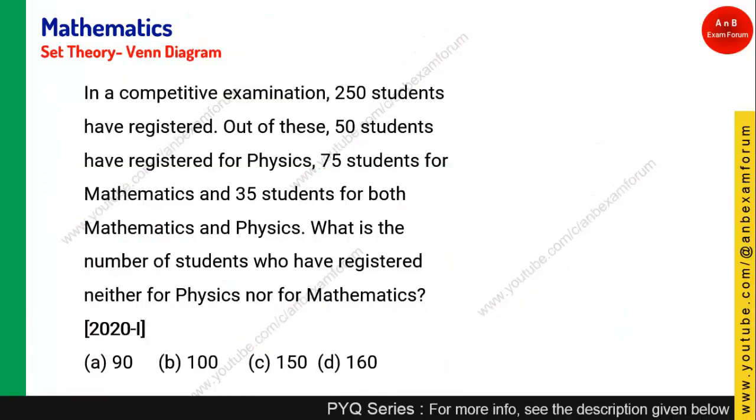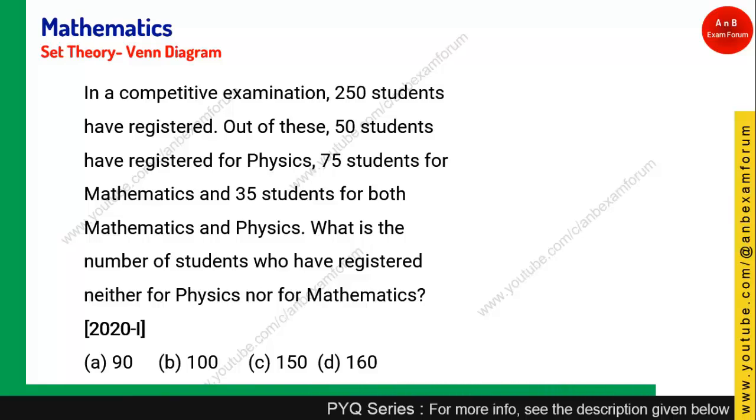The first question is on your screen. It is a big question but a very easy one. Students, Venn diagram is a very easy topic, and you will find one question from this topic in any competitive examination. The question says: in a competitive examination, 250 students have registered. Out of this, 50 have registered for physics, 75 for mathematics, and 35 for both physics and mathematics. What is the number of students who have registered neither for physics nor for mathematics?